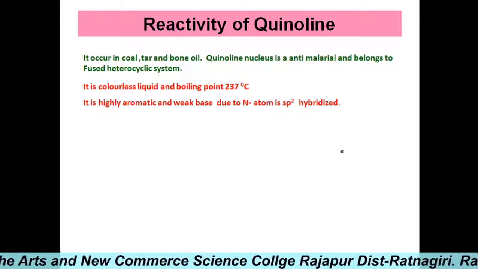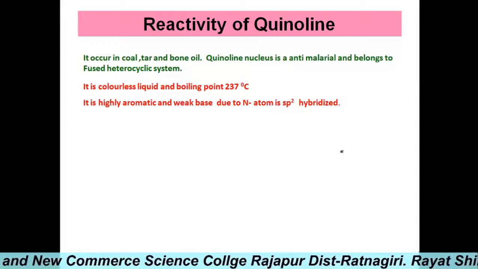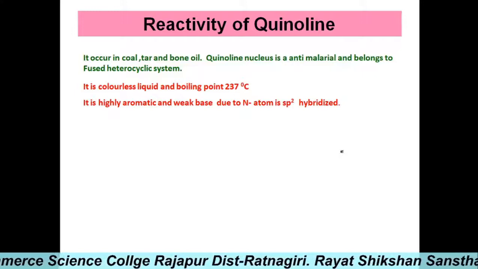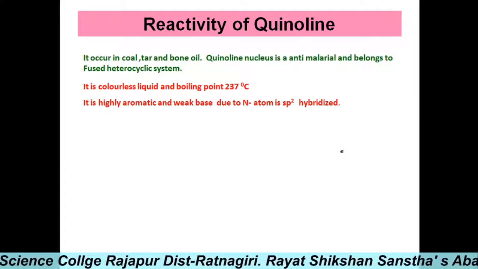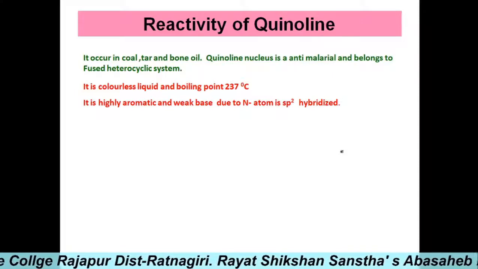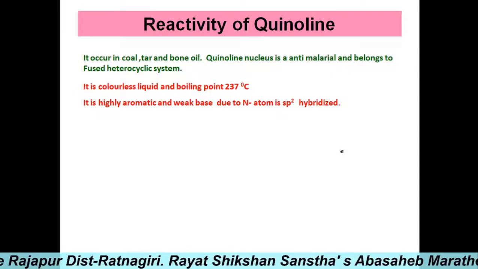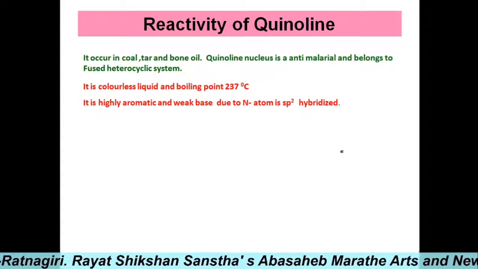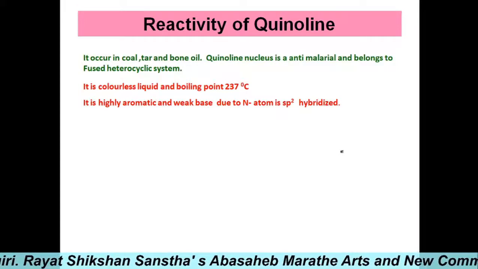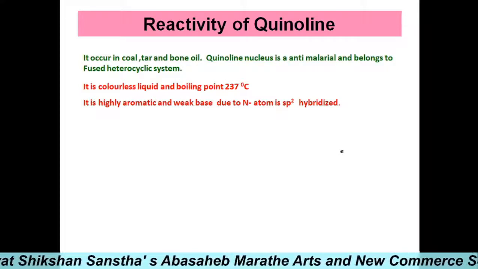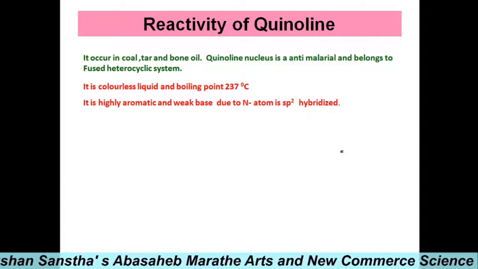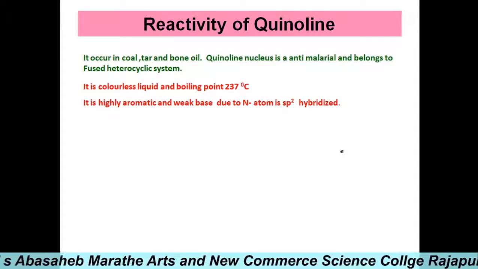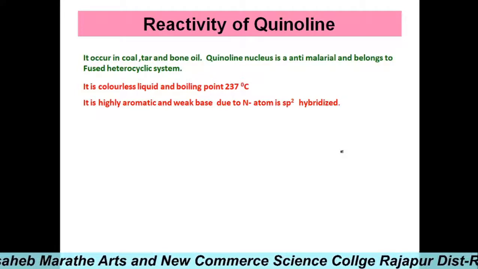Next point, we have seen the reactivity of quinoline, which is obtained from coal tar and bone oil. The quinoline nucleus, which is present in quinine and cinchonine, belongs to fused heterocyclic systems in which the pyridine ring is fused with a benzene ring, having an ortho bond common to both rings. It is also called 1-azanaphthalene.